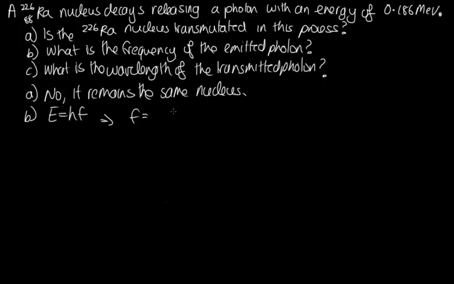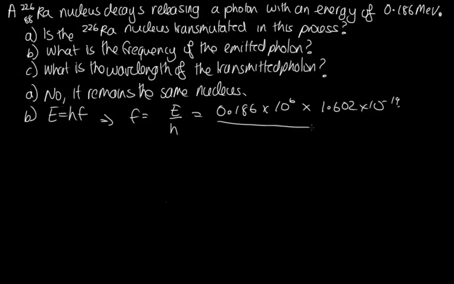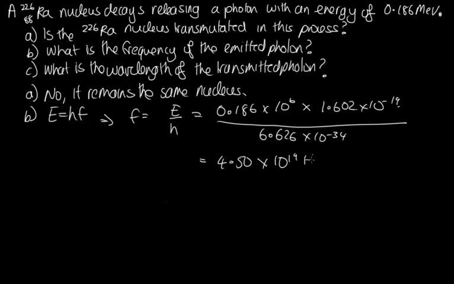So the frequency is equal to E on h, which is equal to 0.186 times 10^6, and then to get it into joules, we do it times 1.602 times 10^-19, and then h, that's Planck's constant, 6.626 times 10^-34. And so then solving this on the calculator, we get 4.50 times 10^19 hertz.